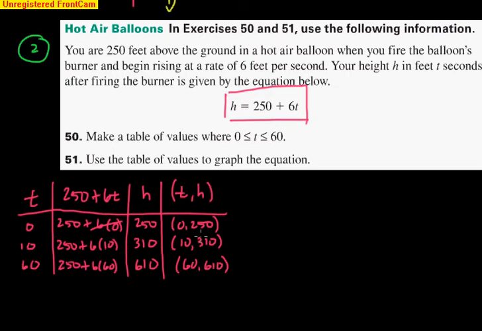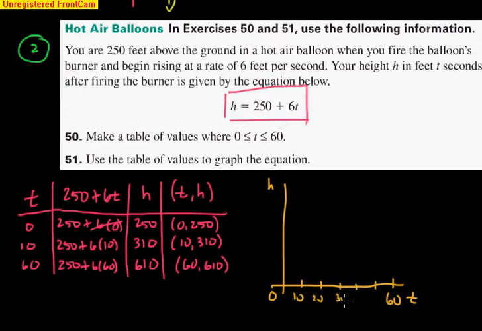So we have this table of values, and now we're going to make our graph, and this is the second part. So here's my graph, and my independent variable or input variable t is on the x-axis. My dependent variable or my output is h on the y. My t's can go from 0 to 60. So let's count by tens. So 10, 20, 30, 40, 50, 60.